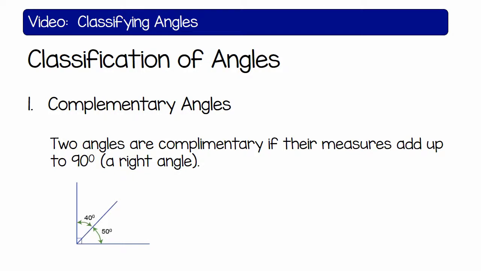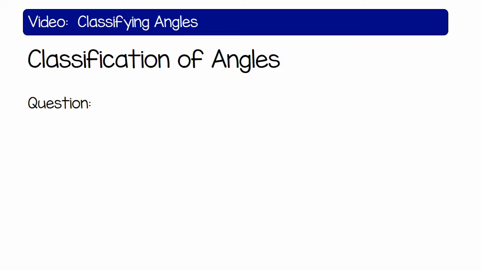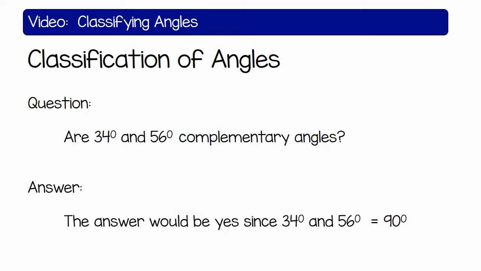Here is an example. In this example, 40 degrees and 50 degrees are complementary because they equal 90 degrees. Question: are 34 degrees and 56 degrees complementary angles? If you answered yes, you would be correct. The answer would be yes, since 34 degrees and 56 degrees equals 90 degrees.